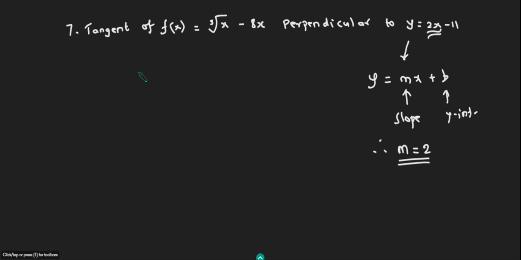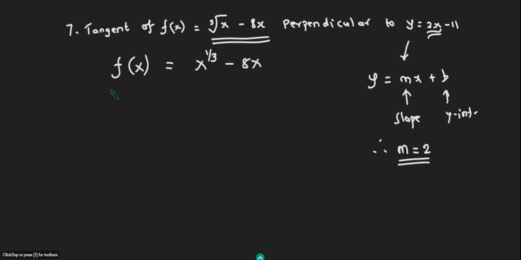Now, we also determine the slope of the tangent line of f of x, which is basically given by the derivative of the function, that is f prime of x. So we have to find the derivative of this expression. First, let me rewrite this in exponent form. So cube root of x can be written as x power 1 by 3 minus 8x. I have just rewritten the f of x.